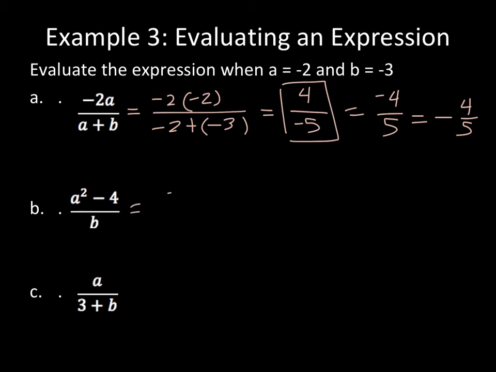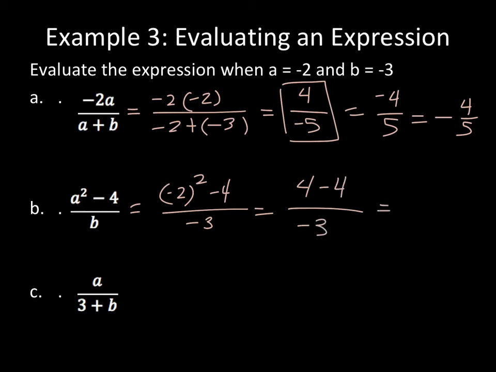First step, plug them in. -2 in parentheses squared minus 4 over -3. PEMDAS, parentheses, exponent. So I'm doing each side, but I'll do the exponents first. -2 times -2, that's -2 squared, right? -2 times -2 is +4. Minus 4 over -3. 4 minus 4 becomes 0 over -3. 0 divided by anything is going to be 0. That's fine. Looking at this last one now, plugging in our variables, we have -2 over 3 plus -3.